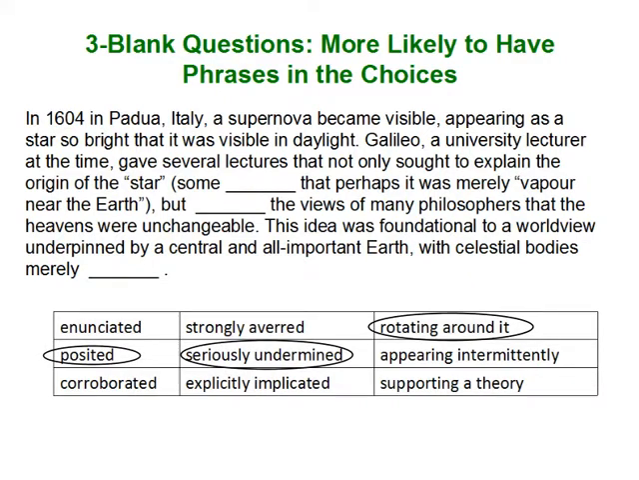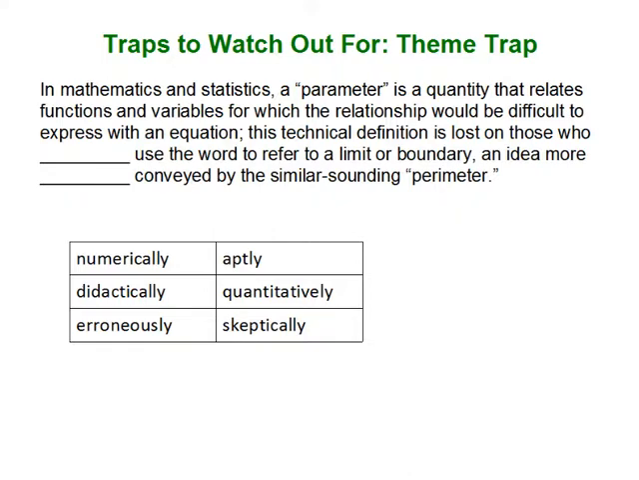Don't be led astray by enunciated. Just because we're talking about talking or communicating, enunciated is very different from posited, stating that perhaps this supernova is just vapor near the earth. Okay, so that's just a brief look at one with 3 words in it.